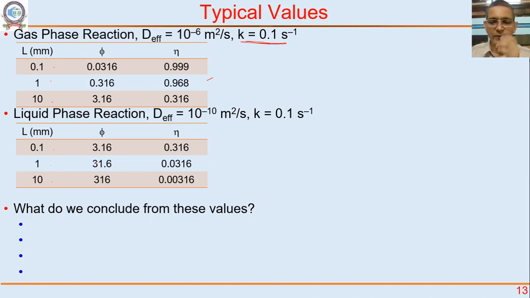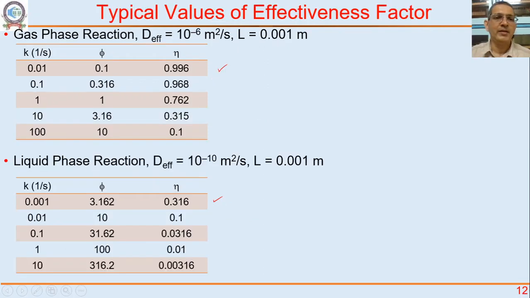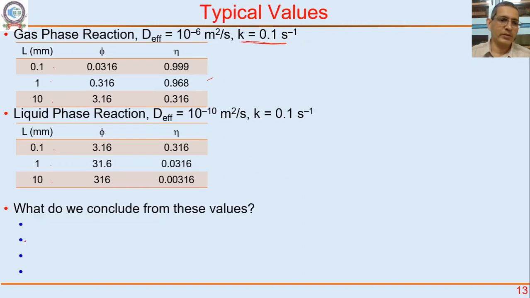What do we conclude from these values? This slide number 13, as well as this slide number 12. What do we conclude? Write your conclusions. 1, 2, 3, 4. I'm not saying there are four conclusions. I'm saying you would make your own conclusion.